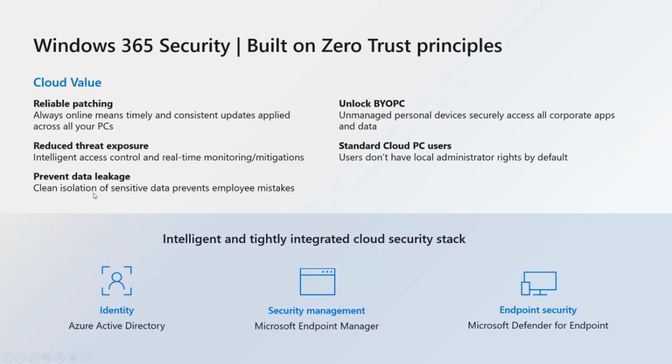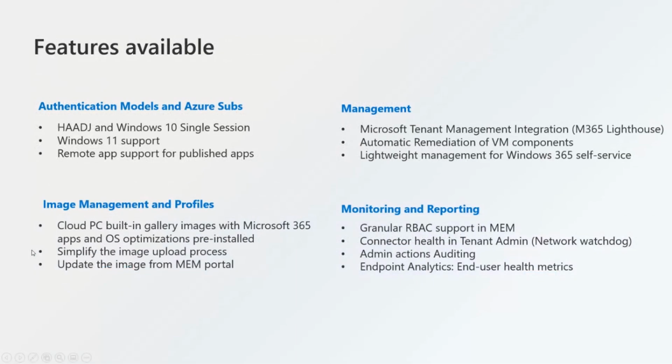Okay. So next, let's talk about features, right? From the authentication perspective, Hybrid AD join for Windows 10 and Windows 11 is now available. You can use remote app support for published applications. When you talk about management, Microsoft integrates well with Lighthouse, or you can have automated remediation components that we have spoken about earlier. Kind of lightweight management for Windows 365 self-services.